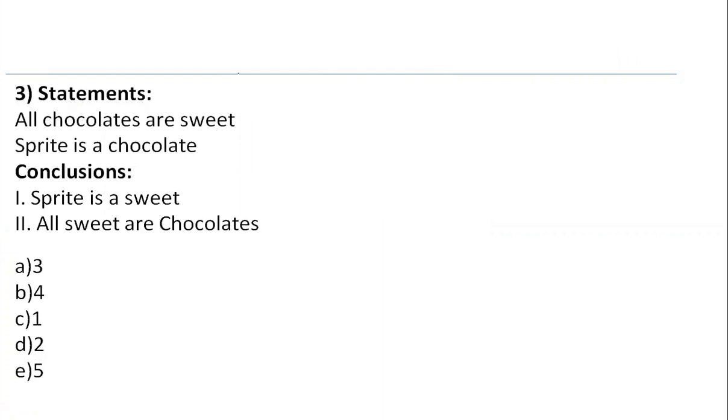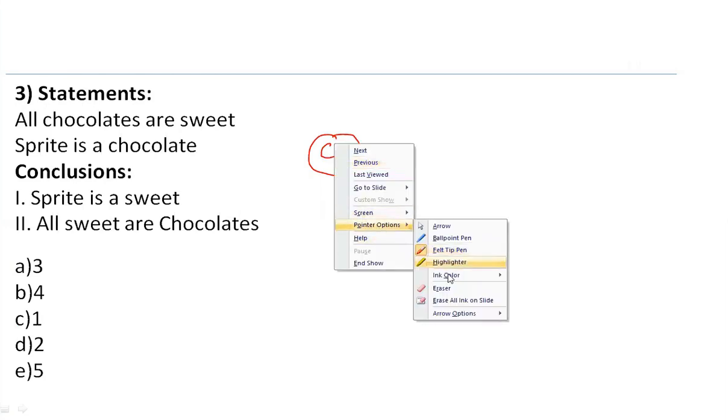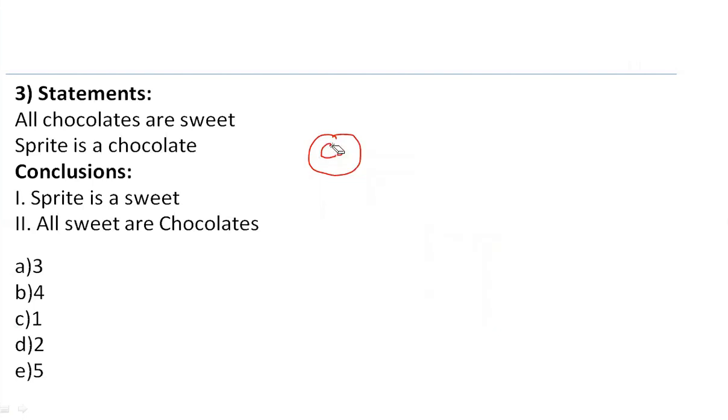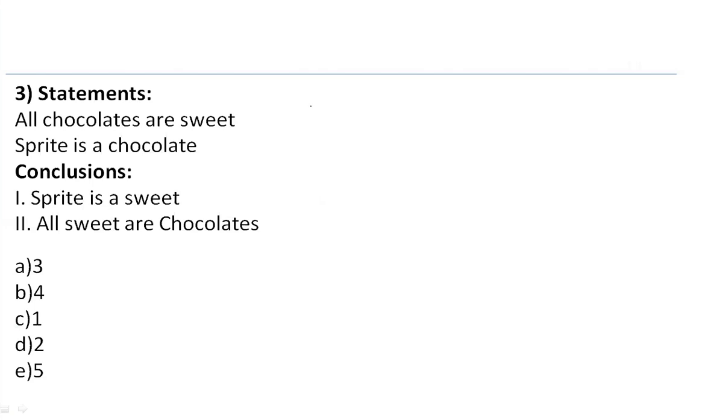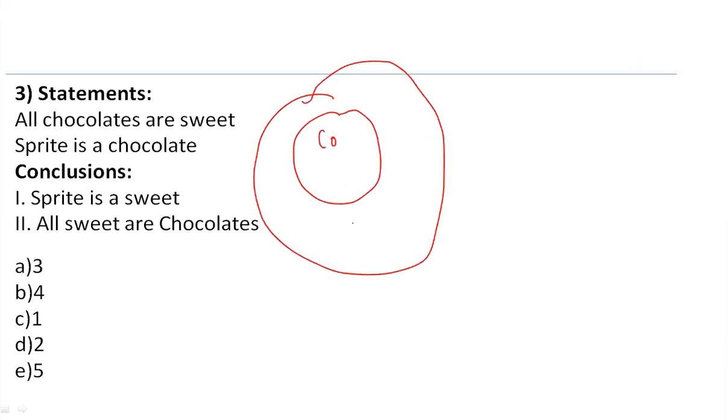Here is the next one. All chocolates are sweet. All chocolates are sweet means the chocolate circle, okay, let me take it a little bigger, it is too small. So all the chocolates are sweet. This is the chocolate circle. All the chocolates are sweet means the chocolate circle should come under the sweet circle.